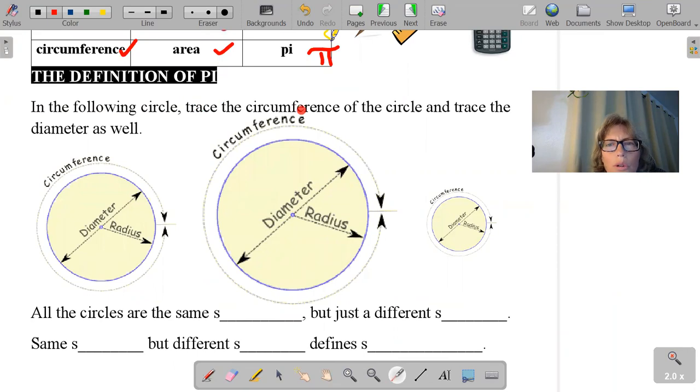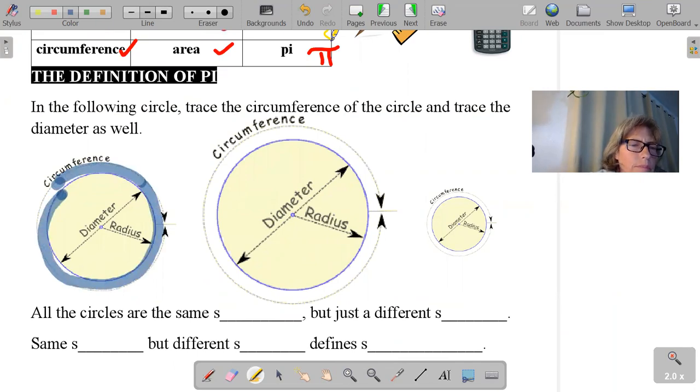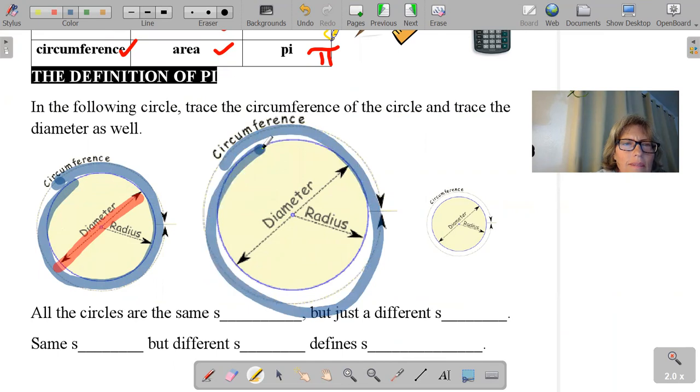In the following circle, trace the circumference of the circle and trace the diameter. So for each of these, I want you to trace the circumference and trace the diameter. Trace the circumference, trace the diameter. Trace the circumference, trace the diameter.